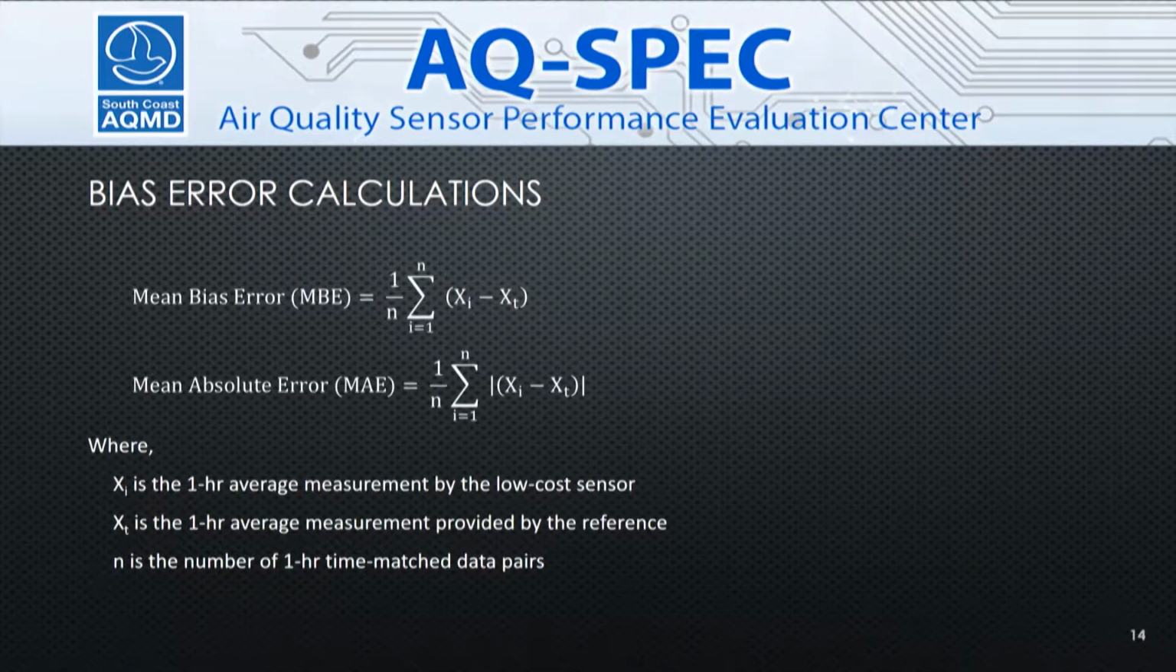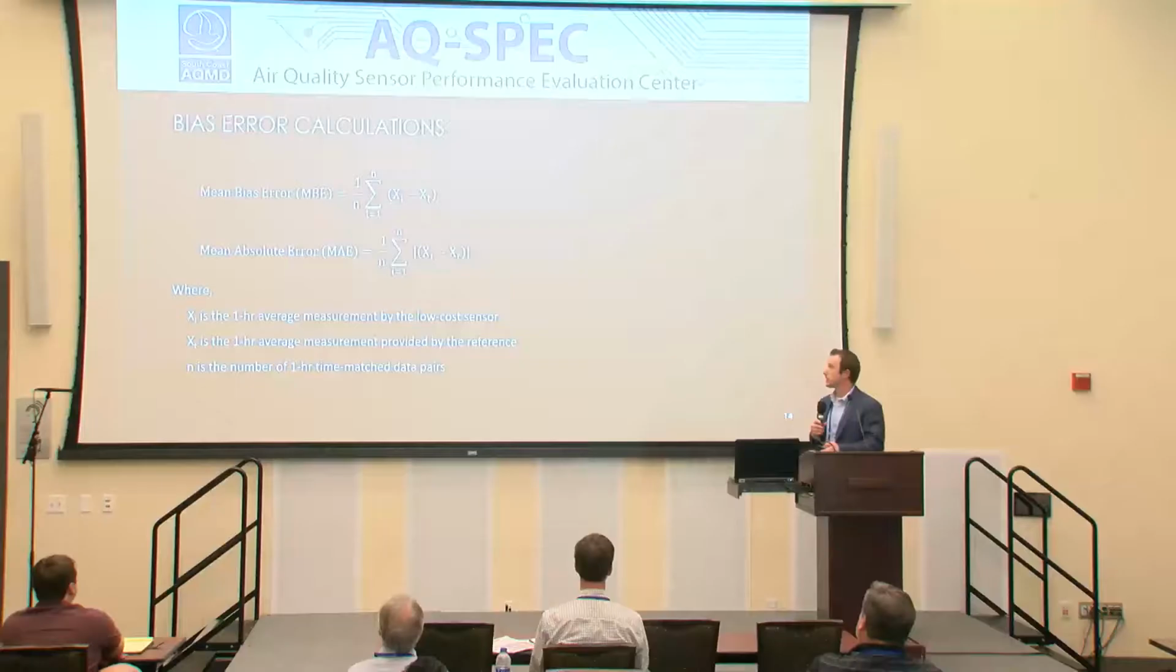And just another bit of background, looking at some of the statistics I'm going to show in the next couple of slides. I'm going to talk about bias and measurement errors. Bias error is the sensor minus the reference, which would be the BAM, on an hourly basis, divided by the number of data points. If it's a positive number, the sensor typically overestimates. If it's negative, it typically underestimates the reference concentration. The mean absolute error is the same calculation, just with the absolute value, so it gives you an indication of the total measurement error of that low-cost sensor.